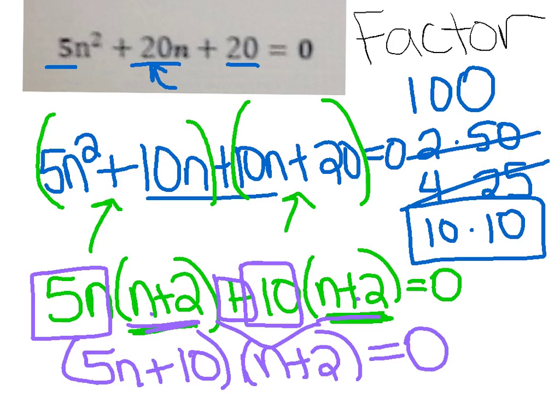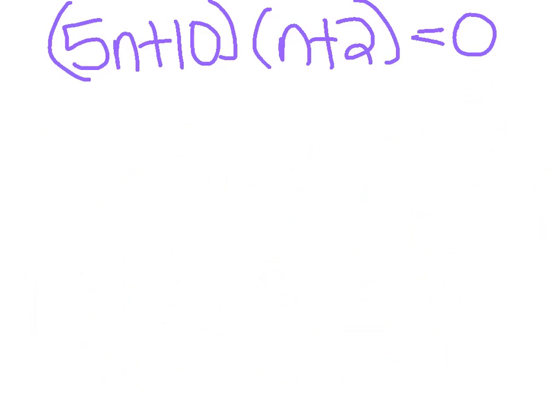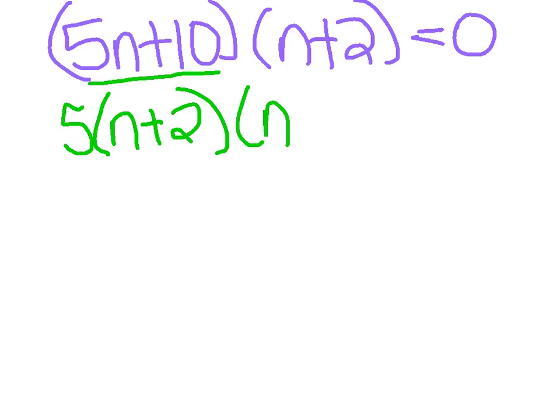Now let's look at the 5n plus 10. Can we simplify it a little bit more? So we have our factors 5n plus 10 and n plus 2 equals 0. So let's see if we can pull out a common factor in this one. We can pull out a 5, leaving us with n plus 2, since 10 divided by 5 is 2. And we still have our n plus 2 equals 0.